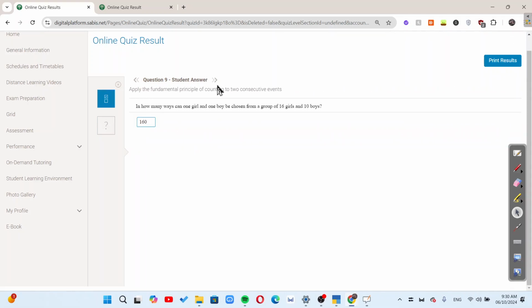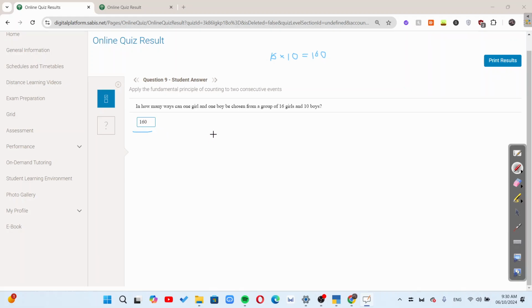How many ways can one girl and one boy be chosen from a group of 16 girls and 10 boys? So if you have 16 girls and 10 boys, to find out how many combinations you could have, you just multiply them. 16 times 10. You could choose them in 160 different ways. Which means girl, boy, boy, boy, girl, girl. There's 160 different ways you could choose from them.